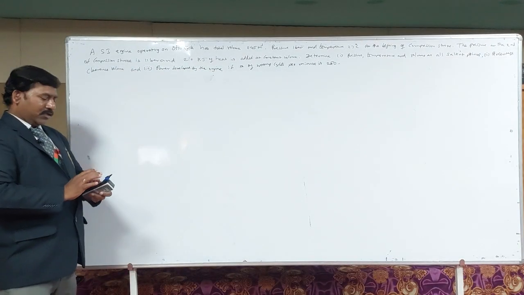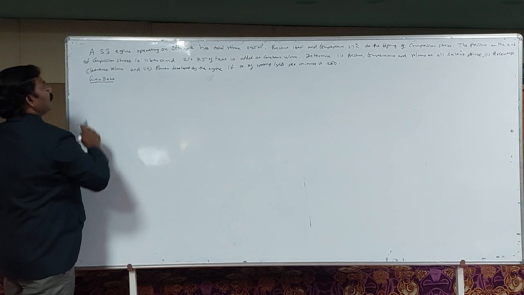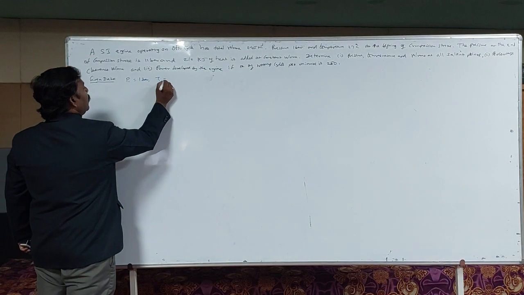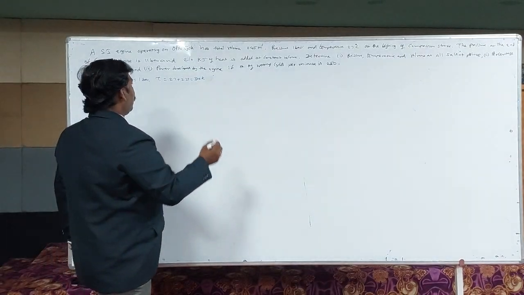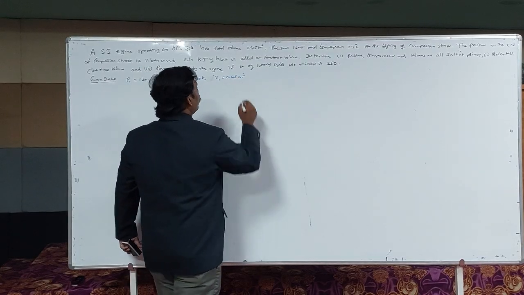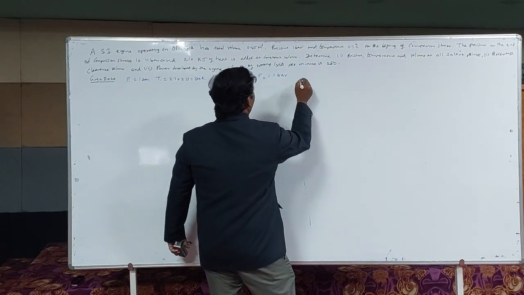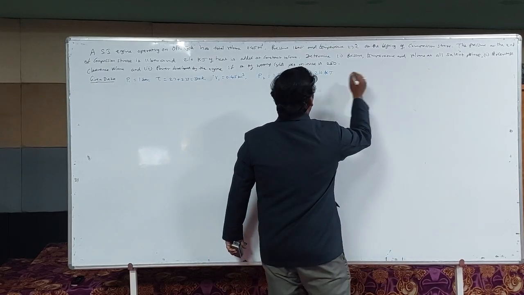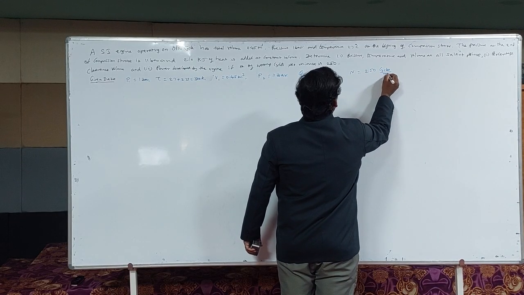Now we will write the given data. The given data are P1 is equal to 1 bar, T1 is equal to 27 plus 273, 300 Kelvin, and V1 is equal to 0.45 meter cube, P2 is equal to 11 bar, heat supplied is equal to 210 kilojoule and number of working cycles is equal to 250 cycles per minute.